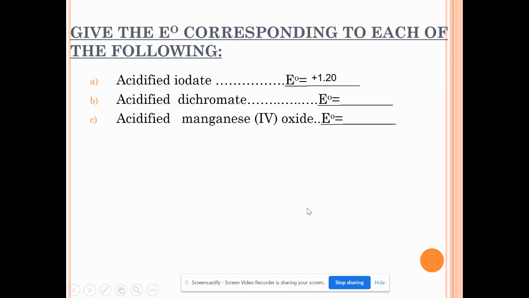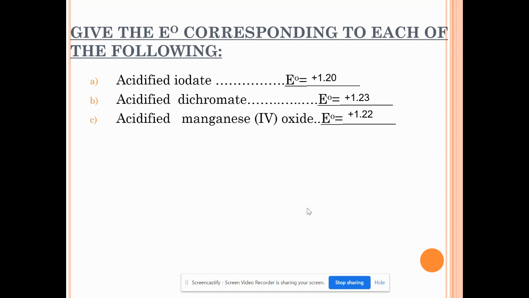So what I wanted you to do is find the acidified iodate solution. All right, so you can see that it's positive 1.20. So the iodate, IO3 minus, and the H plus means it's acidified iodate. Acidified dichromate, that's at positive 1.23. All right, so notice it on your table. Cr2O7 2 minus, and we see the H plus, right? Anytime there's an H plus, that means it's acidified. And then we got acidified manganese 4 oxide, and that's at plus 1.22.